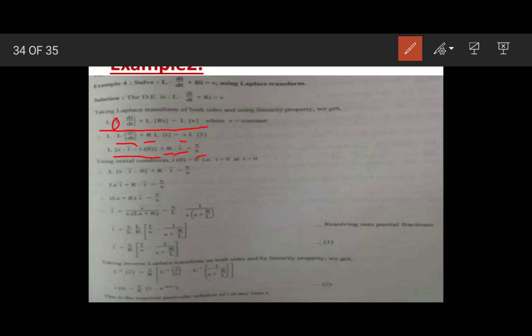Okay. Now Laplace transform of s into i bar minus i0. Initially we consider current is 0, so i0 is 0. So it is L into (s into i bar minus i0, which is 0) plus R into i bar, and that is equal to V upon s. Okay. Step 1 is completed. Now we are going to apply step 2.